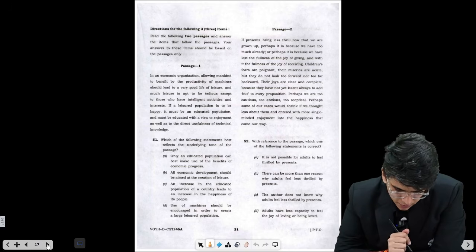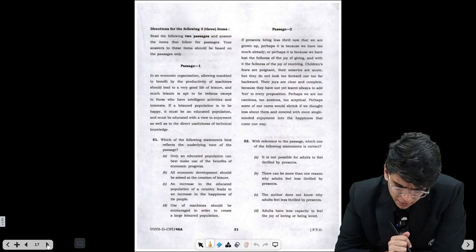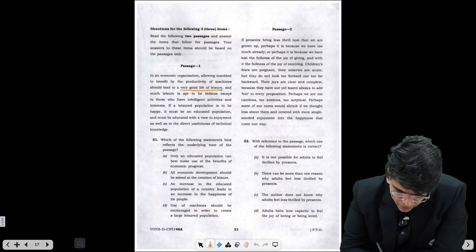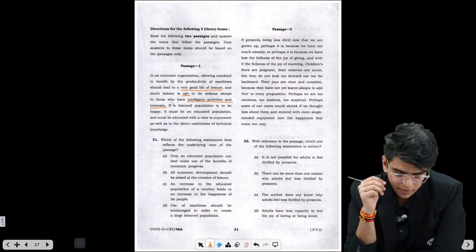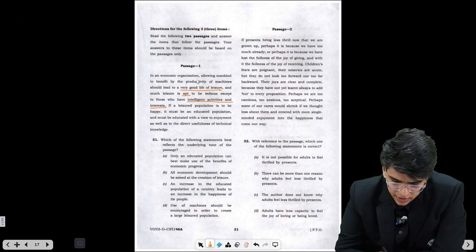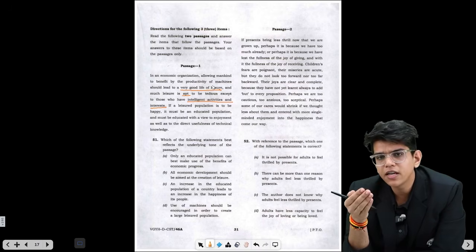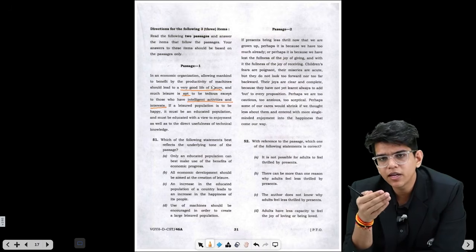Okay, 1 question. In an economic organization, allowing mankind to benefit by the productivity of machines should lead to a very good life of leisure. And much leisure is apt to be tedious, except for those who have intelligent activities of interest. What is the meaning of this passage? In an economic organization, allowing mankind to benefit from the productivity of machines should lead to a very good life of leisure. That means when productivity through machines increases, people have more time as leisure.